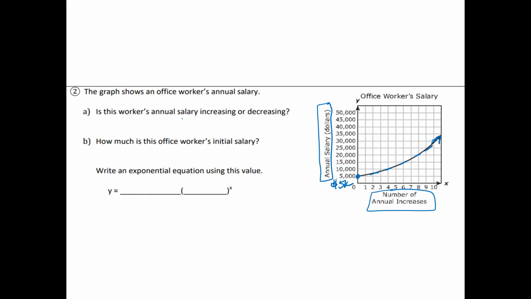Is this worker's annual salary increasing or decreasing? I will say it's increasing because it's going up. How much is this office worker's initial salary? Well, that will be $5,000. Write an exponential equation using this value. So your initial, remember, is going to be 5,000. Now inside here is going to be your multiplier. For your multiplier, it's usually 1 plus the rate that it's increasing.